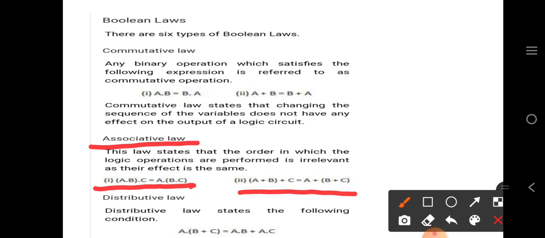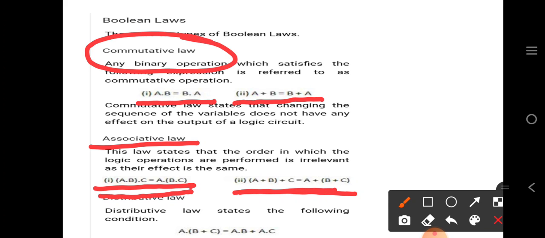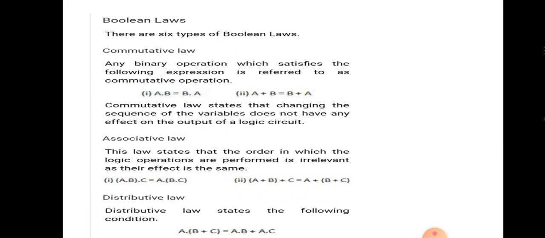I think these four laws are clear. A dot B is equal to B dot A, A plus B is equal to B plus A, and A dot B dot C in bracket: if the brackets are interchanged, then also the law is followed, and this is the fourth law. So first we have seen the commutative law, then the associative law. Now we will move ahead towards the distributive law.